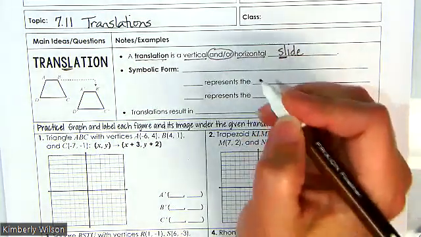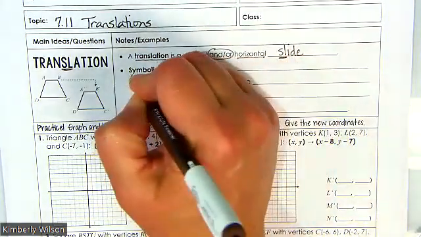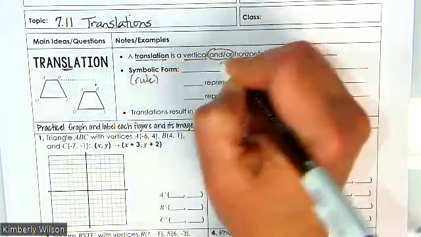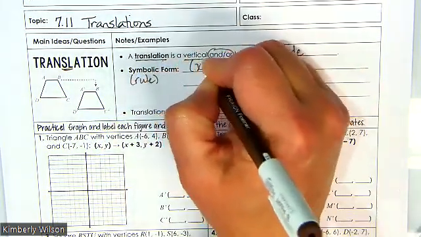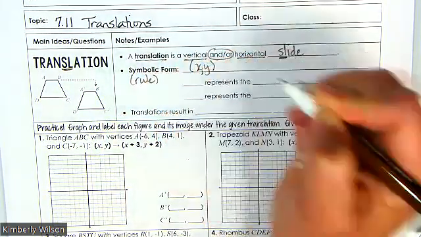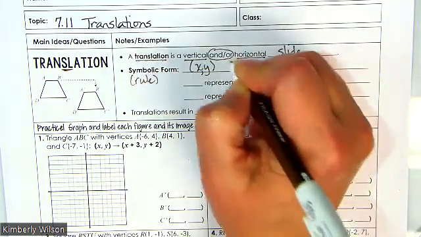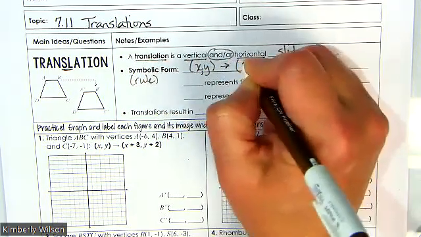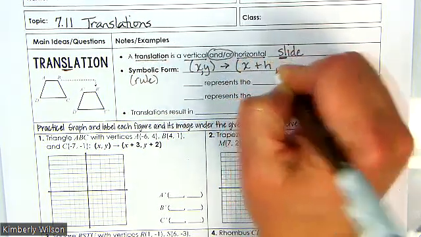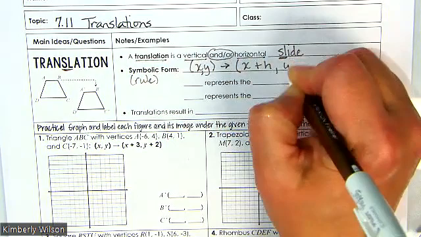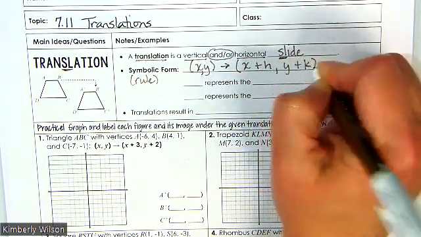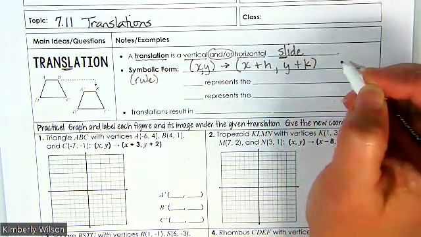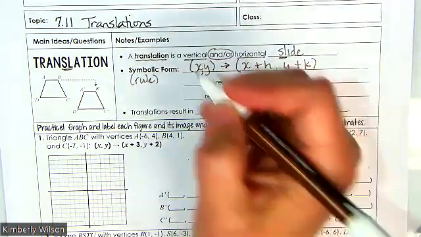So the symbolic form, which is your rule: your pre-image is (x, y), and it's changing by (x + h, y + k). And you may be asking yourselves, what do h and k stand for? That's what we're about to talk about.